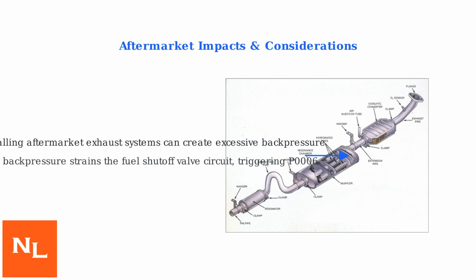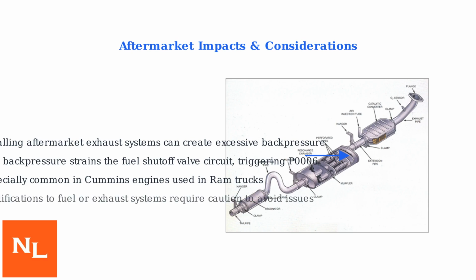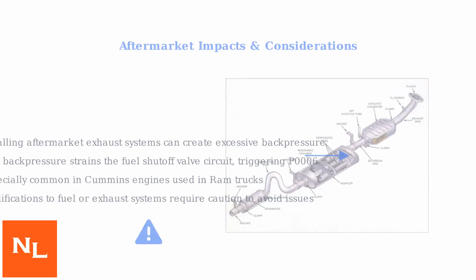This is particularly common in Cummins engines found in Ram trucks, where studies have shown that about 60% of P0006 cases are linked to aftermarket exhaust modifications. When modifying your vehicle's fuel or exhaust systems, exercise caution. Always consult professionals and ensure modifications are compatible to prevent costly repairs and maintain vehicle reliability.